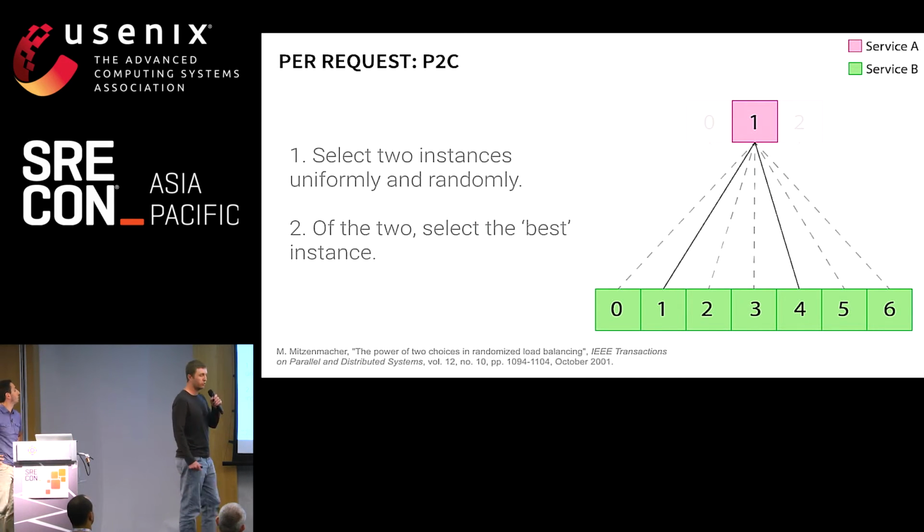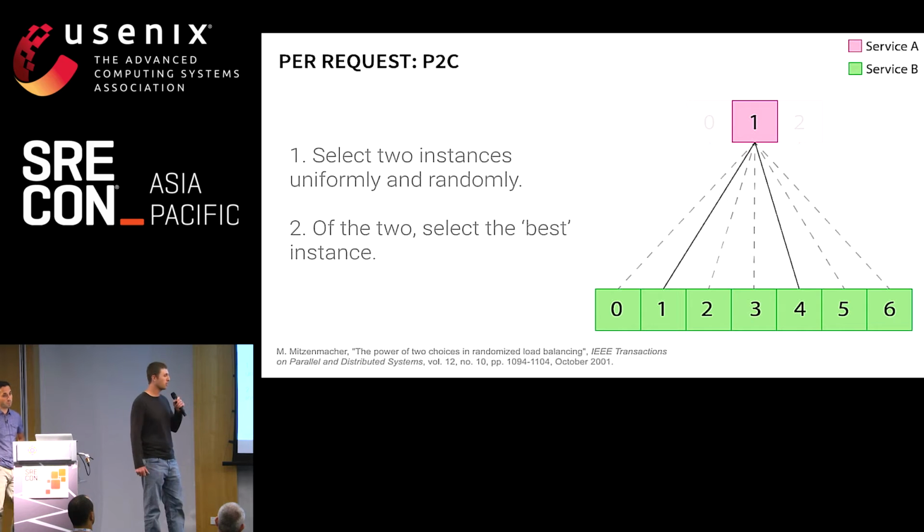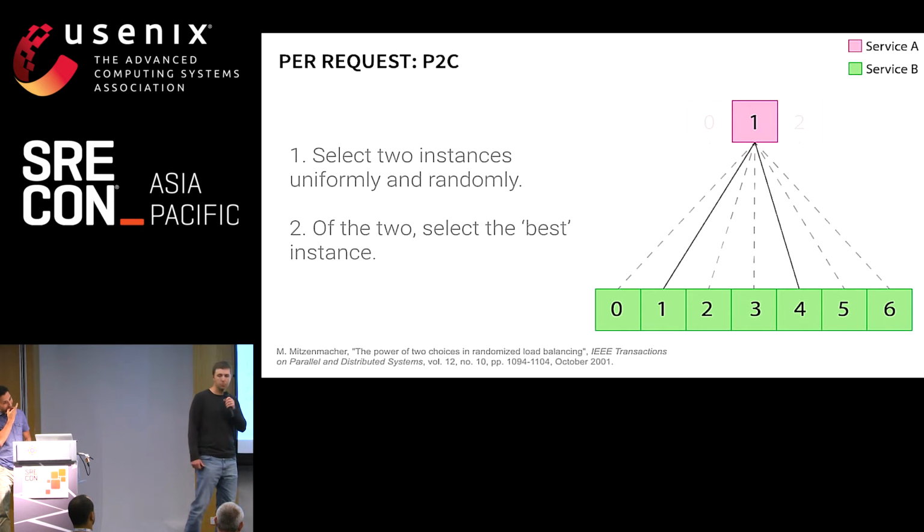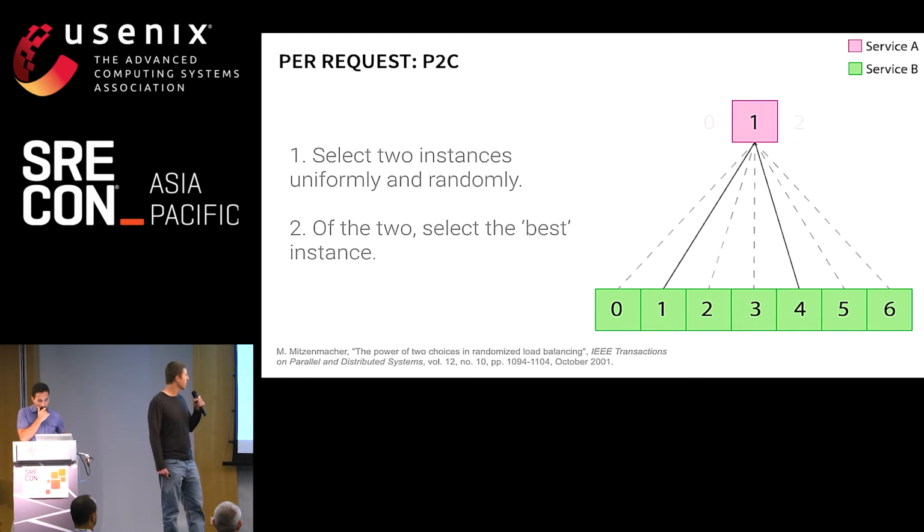We use a strategy we call P2C. This is based on the seminal work of Michael Mitzenmacher in his paper titled The Power of Two Choices in Randomized Load Balancing. This is a very simple and elegant algorithm, and it starts off when an instance of service A needs to dispatch a request. So it picks two instances of service B, and it simply picks the best of those two, and that's who gets the request.